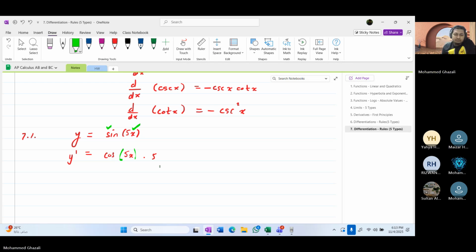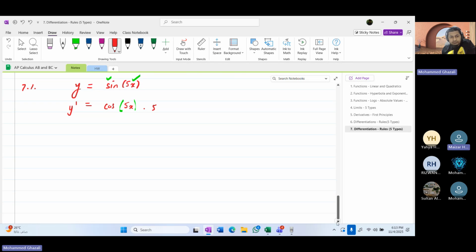So what rule is that? This is more like the composite function rule. Is this the chain rule? It looks like the chain rule. Mr. Ghazali, yes, I have a question.